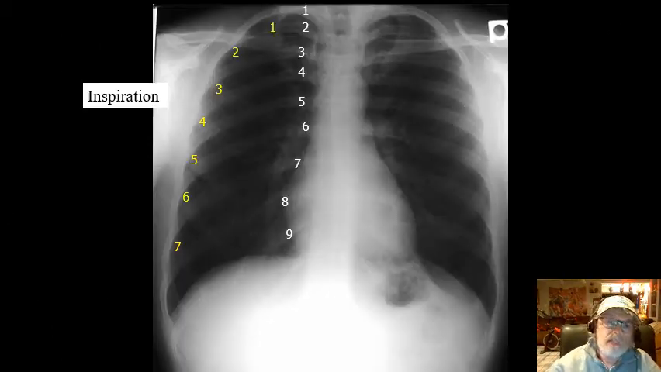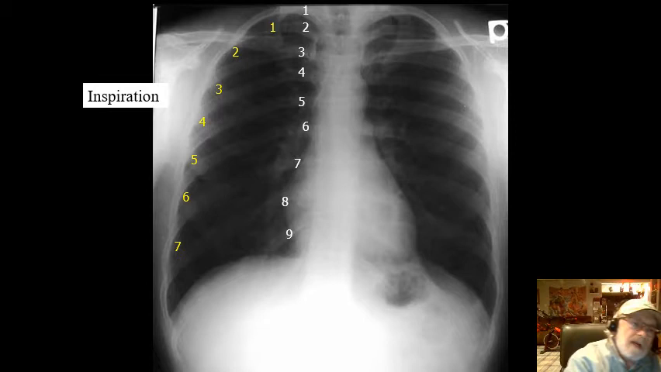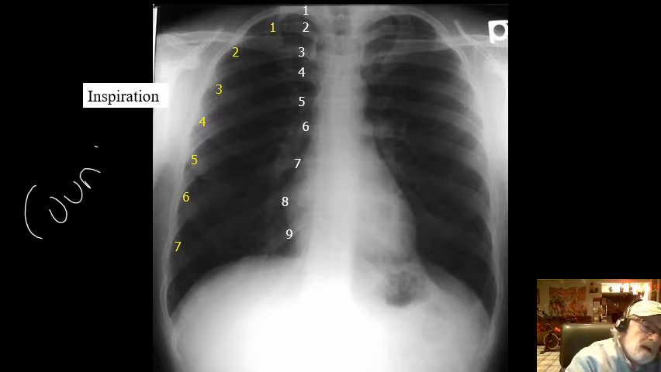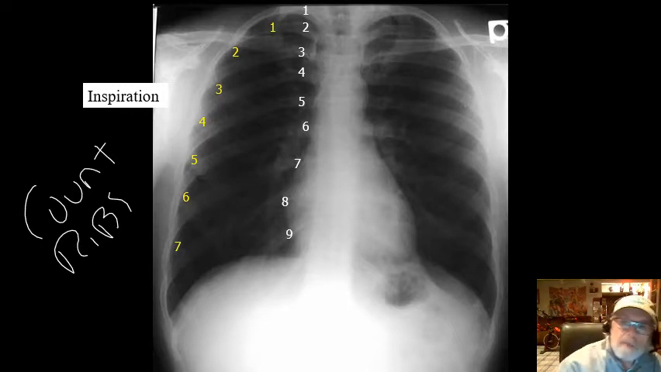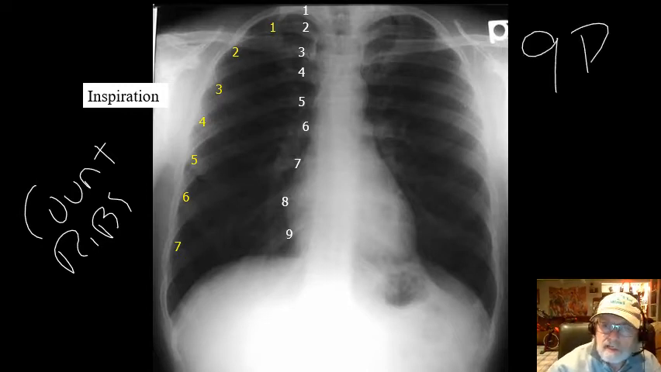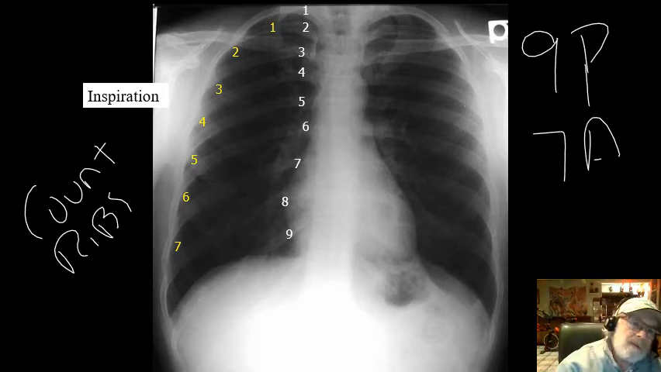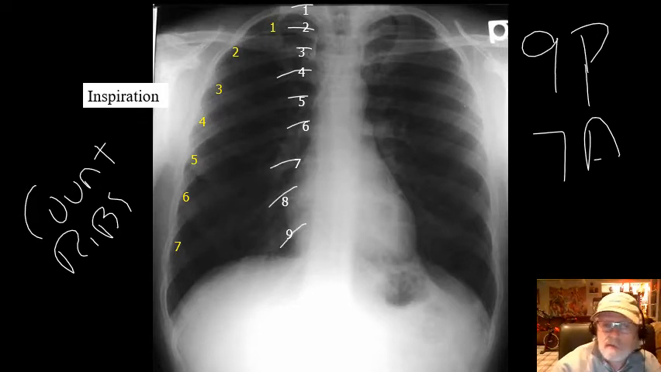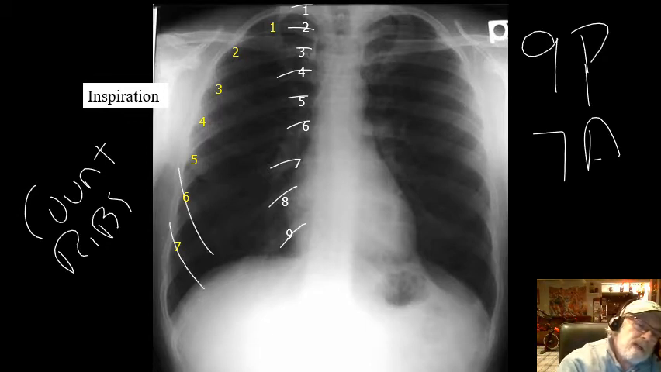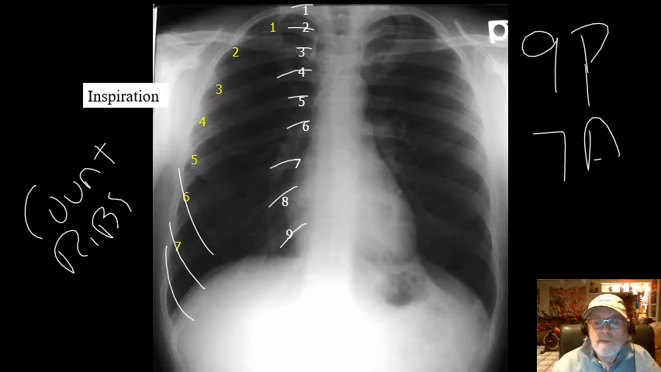And again, this is just looking at what we talked about and being able to count ribs. You want to see what? You want to see at least 9 posterior, and at least 7 anterior. And so what we're able to see here, 1, 2, 3, 4, 5, 6, 7, 8, 9, just like we showed, because this is the same x-ray before. And you could actually see this is the seventh rib coming down here, 6. And you could actually see one down there. So that's a good inspiration film, and that's what you want to see.